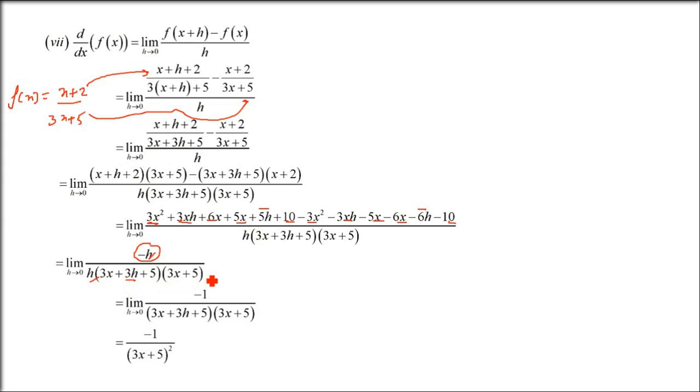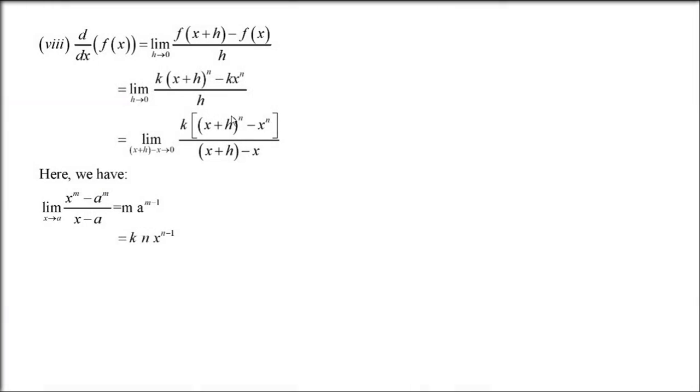What about 3x plus 3h plus 5 and 3x plus 5? When you put h as 0, it is 3x plus 5 whole square, so the answer is minus 1 by 3x plus 5 whole square.